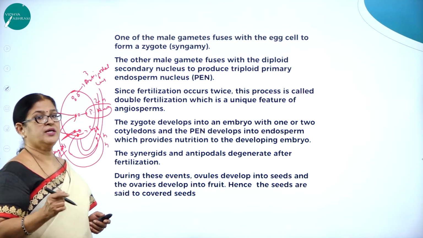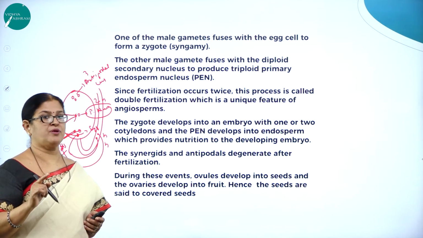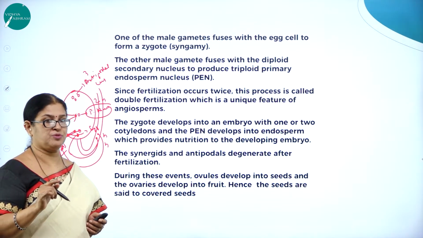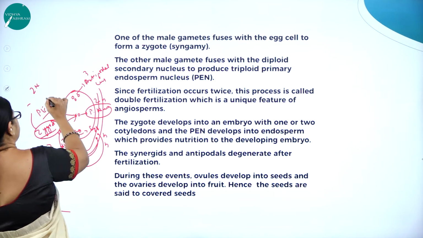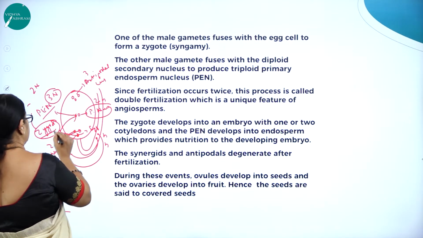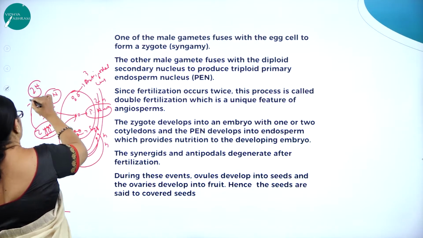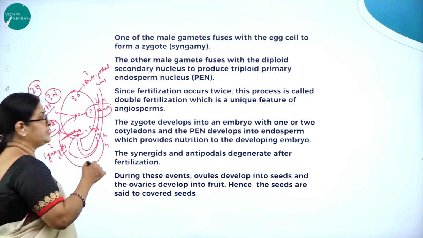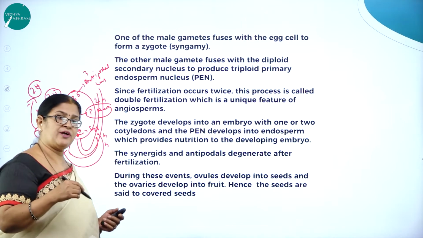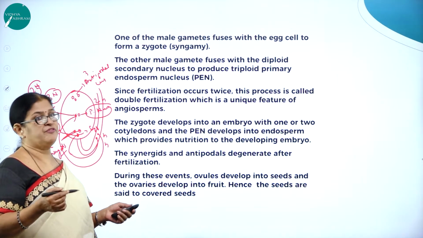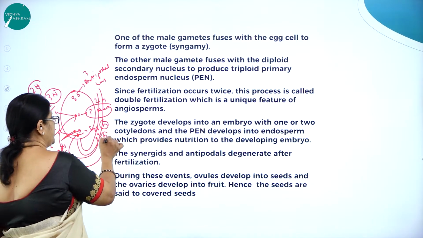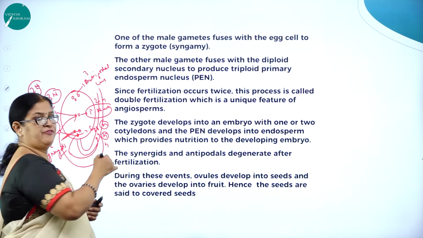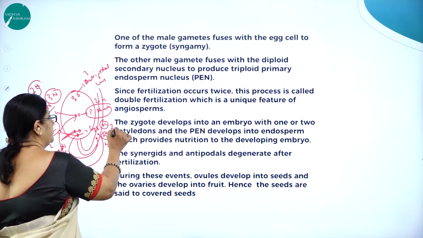As you know, gametes always have the haploid number of chromosomes, that is n number of chromosomes. The zygote will have 2n number of chromosomes. Here the PEN will be 3n. So the zygote is 2n and this is 3n. The zygote will have 2n after the fusion of the male gamete n with the female gamete, that is the egg cell, also n. So when they fuse, it will form 2n.